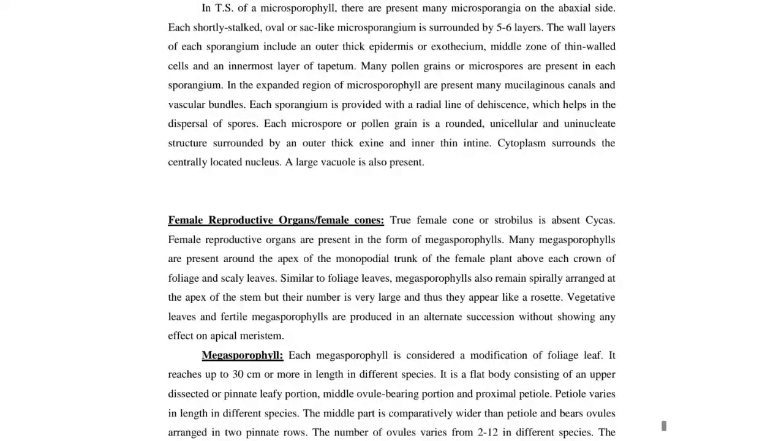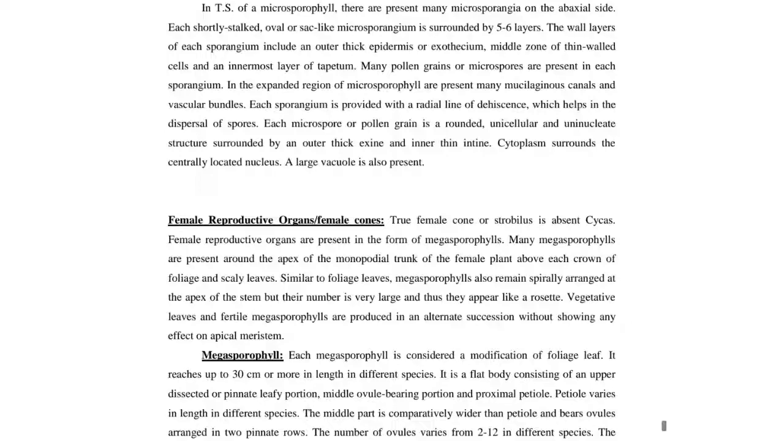Many pollen grains or microspores are present in each sporangium. In the expanded region of the microsporophyll are present many mucilaginous canals and vascular bundles. Each sporangium is provided with a radial line of dehiscence, which helps in the dispersal of spores. Each microspore or pollen grain is a rounded, unicellular and uninucleate structure surrounded by an outer thick exine and inner thin intine. Cytoplasm surrounds the centrally located nucleus. A large vacuole is also present.